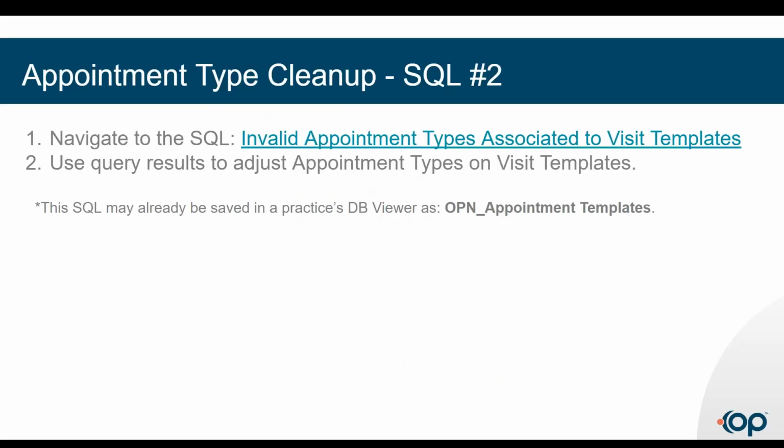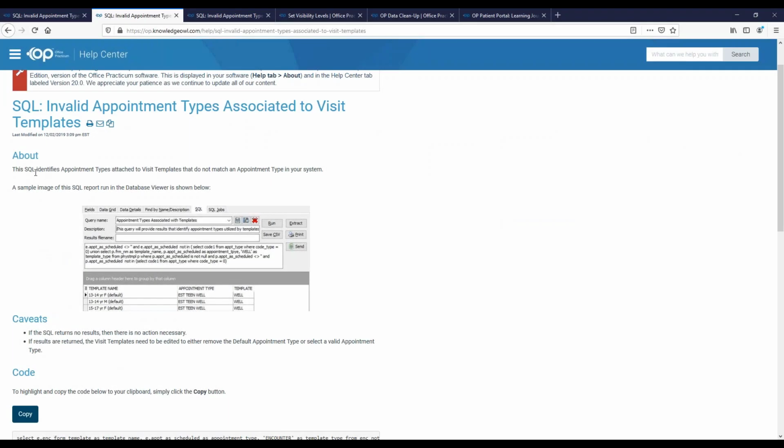The second SQL that we are going to be running as part of our appointment type cleanup is our invalid appointment types associated to visit templates SQL. Let's take a look at that article together. This next SQL is going to identify appointment types that are attached to visit templates that do not match an appointment type in your system.